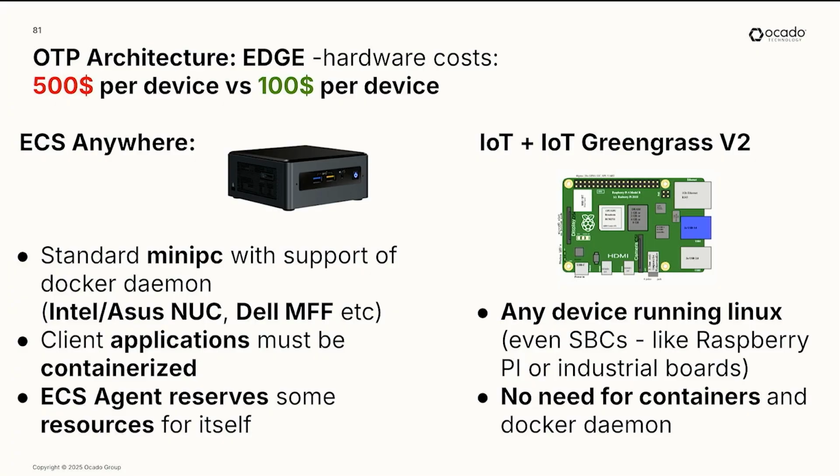So we can buy cheaper devices. Currently, we don't use Raspberry Pis, but we use some industrial alternatives because they are better. And let's say we pay $100 per device. So the difference per device is huge.